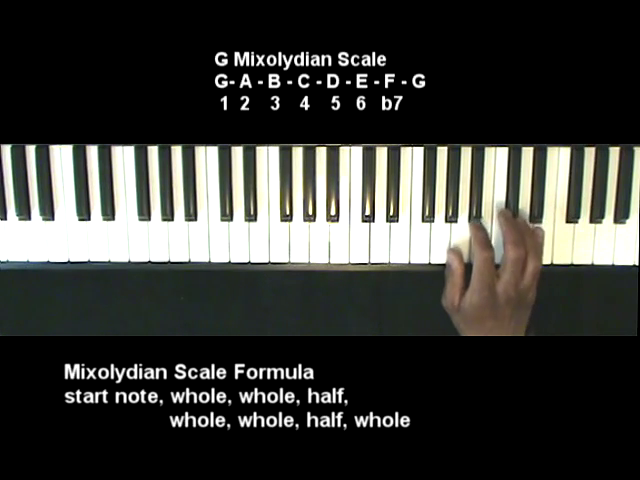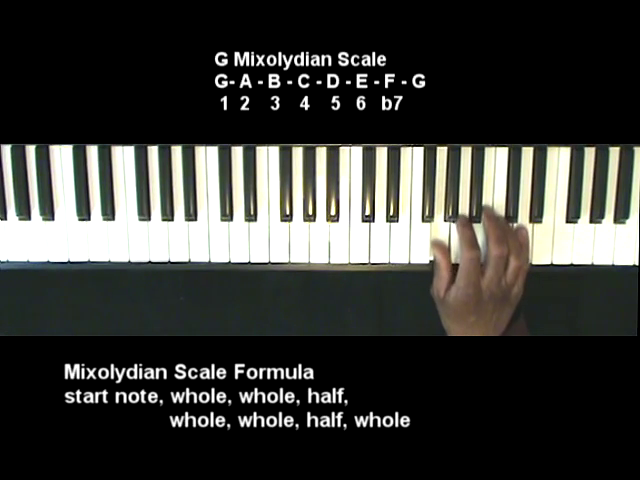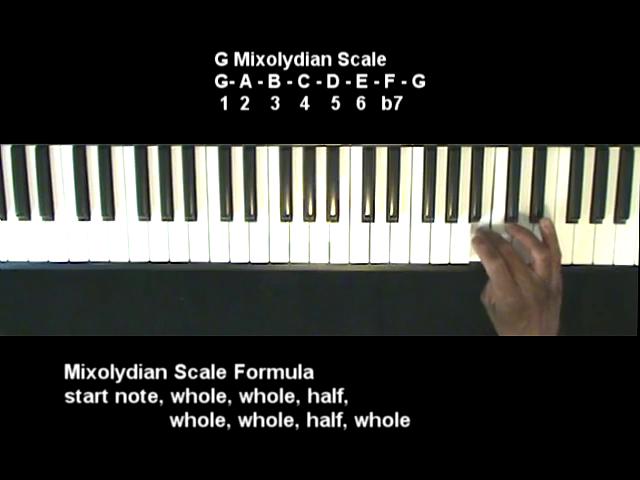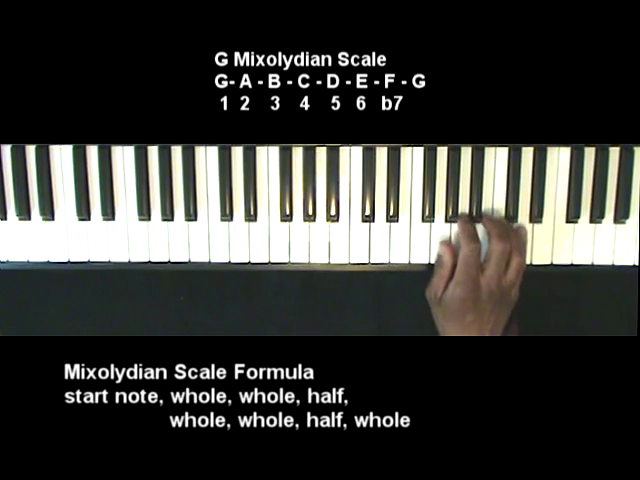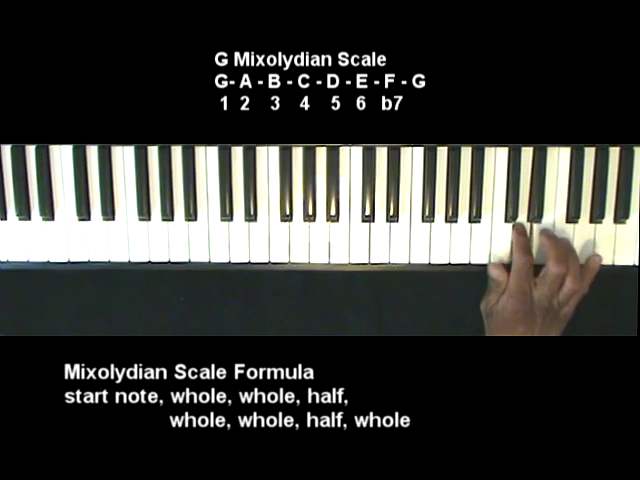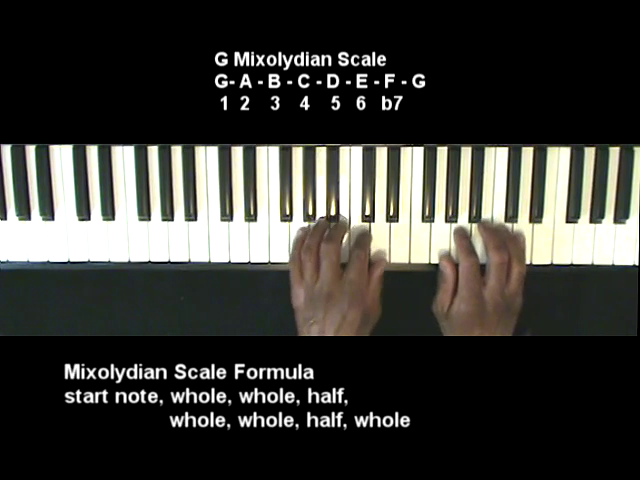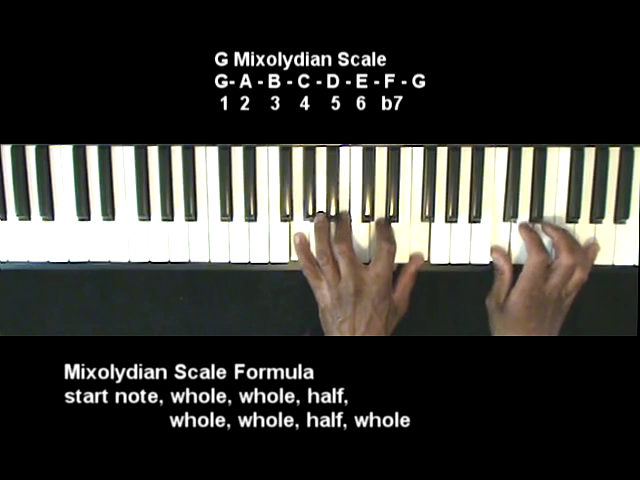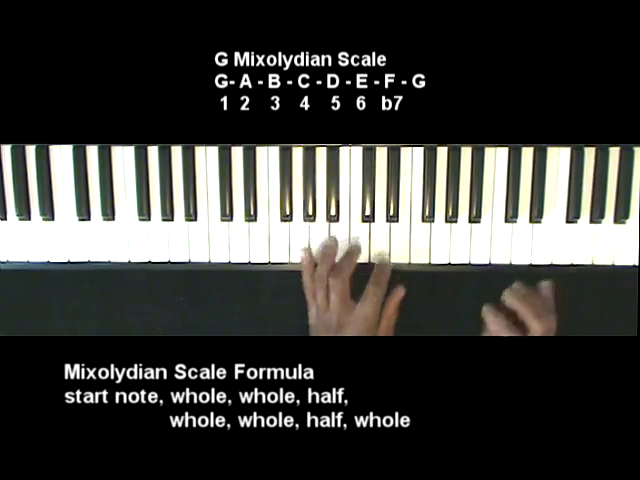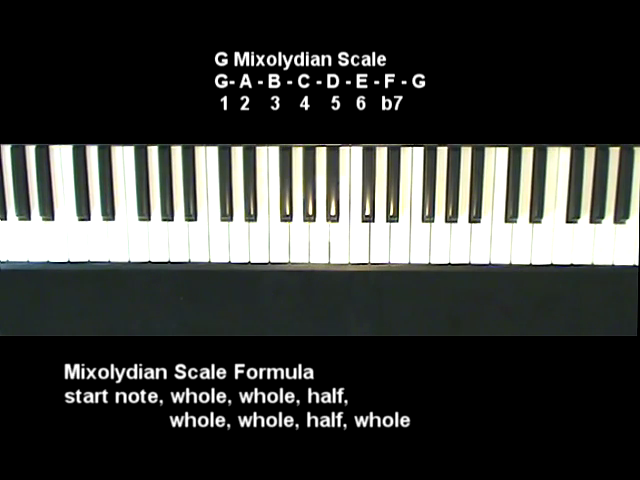So our notes in the G Mixolydian scale are G, A, B, C, D, E, F, G. I'll play without saying anything. And again, if I put the chord in the left hand, you see that the notes in the scale fit well with the chord.